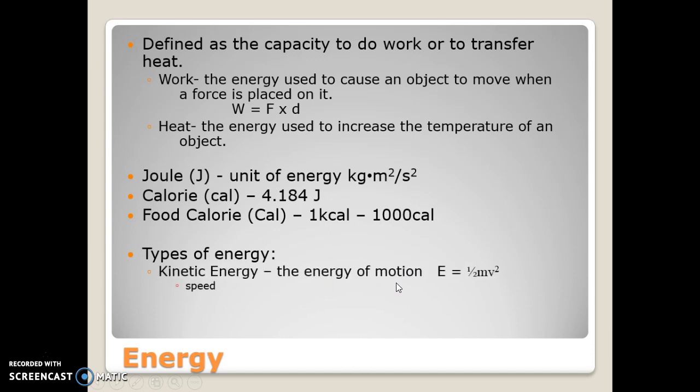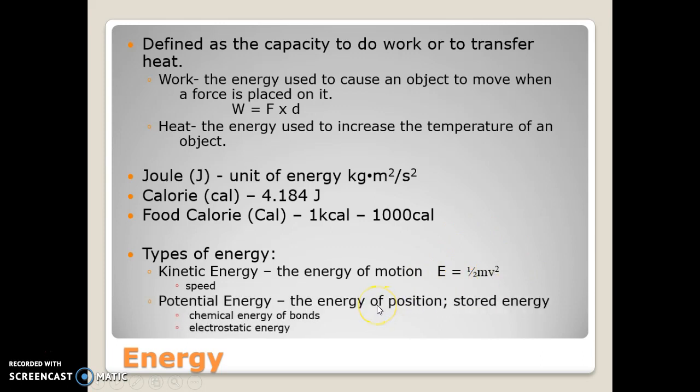Two most important types of energy that we work with. Kinetic energy is the energy of motion. You've got this equation, the energy equals 1/2 mass times the velocity, so that's speed. And then potential energy actually is a pretty important idea. It's the energy of position, or stored energy, more importantly, for chemists. So where do we find potential energy in chemistry? Well, it's stored within the chemical bonds. It also is part of the electrostatic attractions and repulsions that we see.